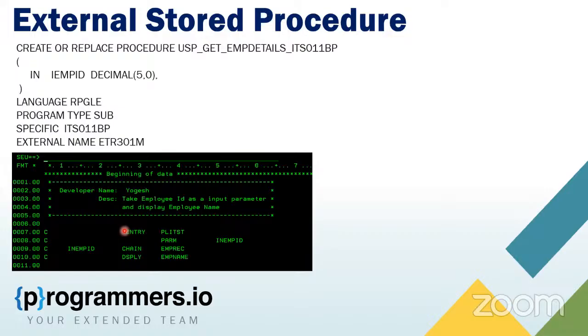Here I am receiving one parameter in an RPGLE program that I will receive in this stored procedure. Employee ID, the same thing I am receiving in this RPGLE program. It will do a chain operation. If I pass the employee ID 101, it will try to find the record 101 and display the employee name that has ID 101. On the backend side I'm just using the DSPLY opcode, so it will display the name.